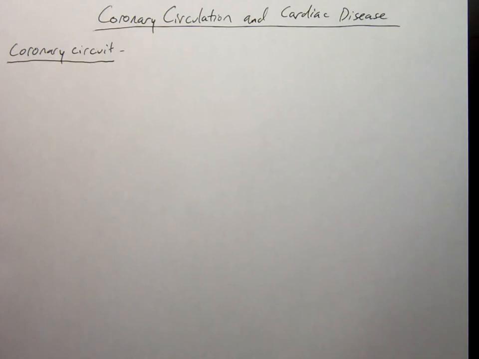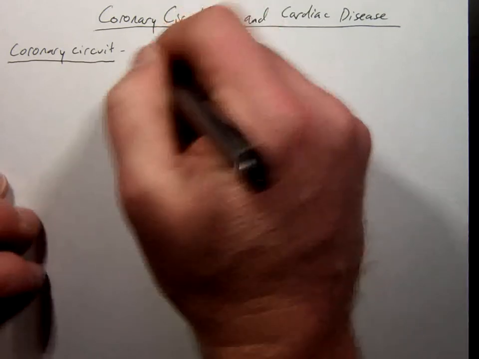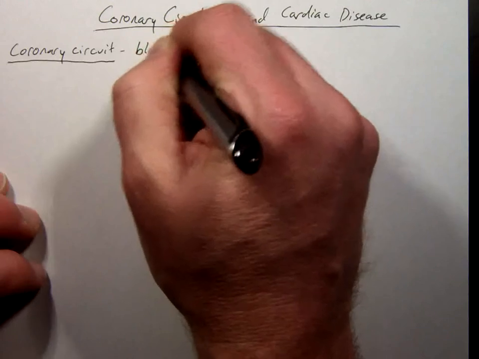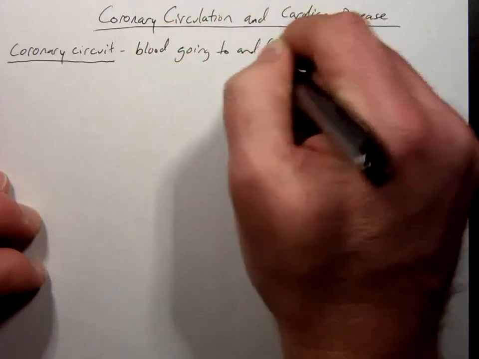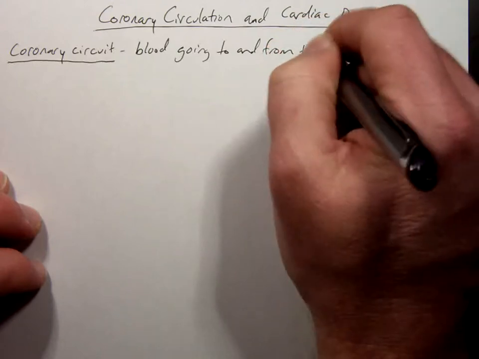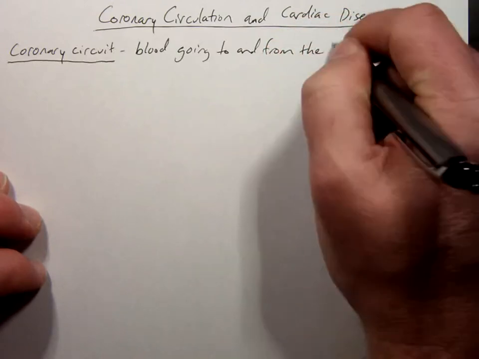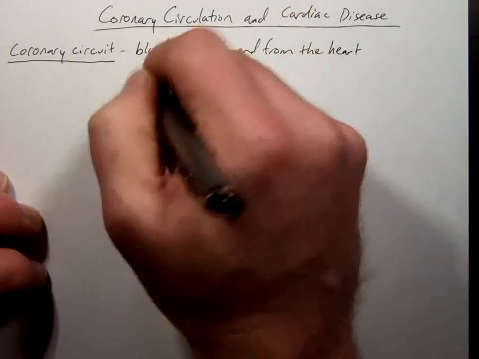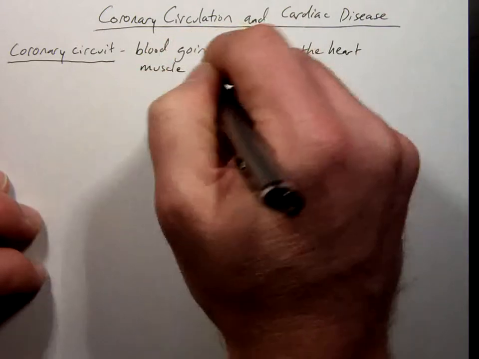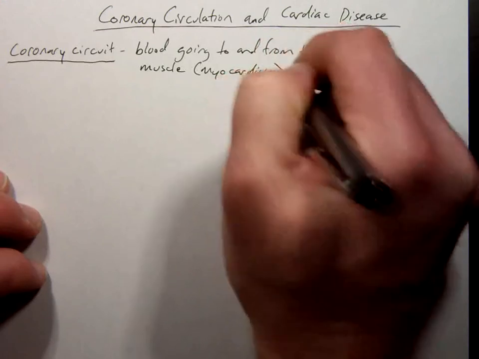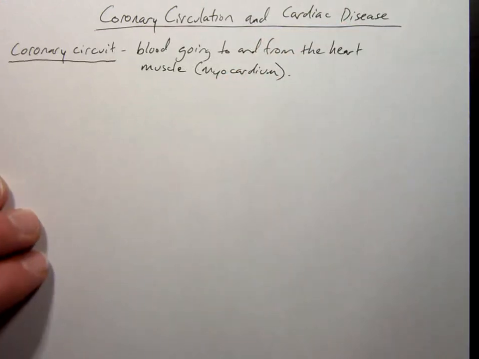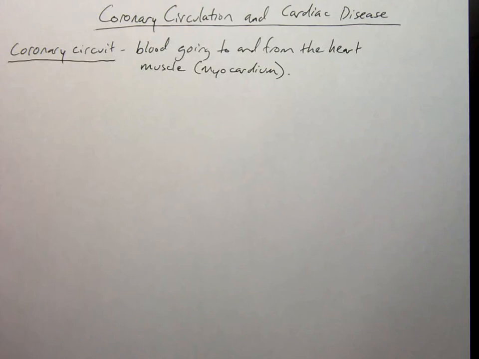Coronary circulation is blood going to and from the heart muscle, otherwise known as the myocardium. Remember, myo and my both mean muscle.